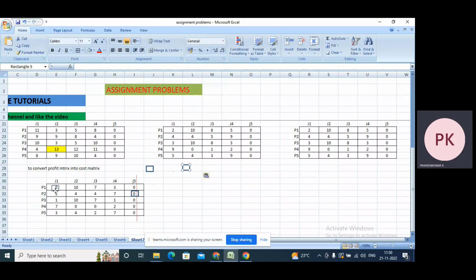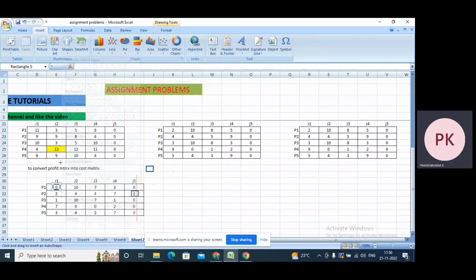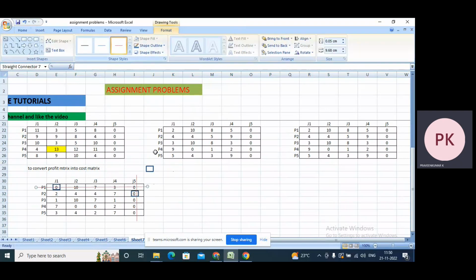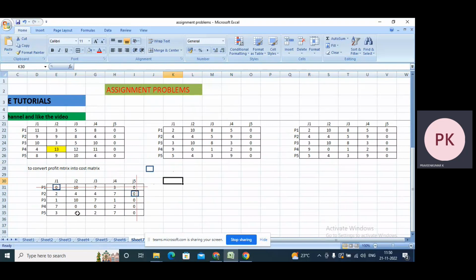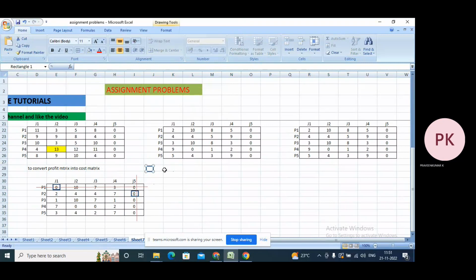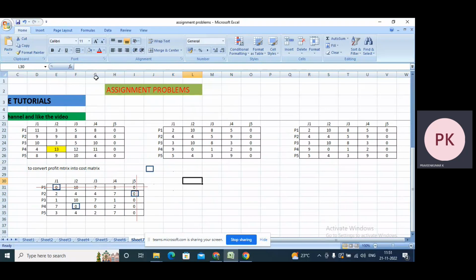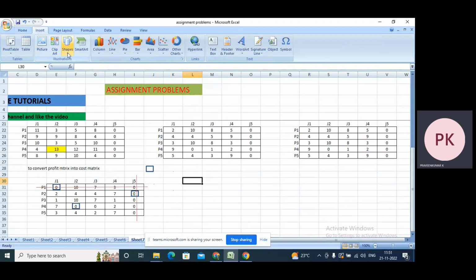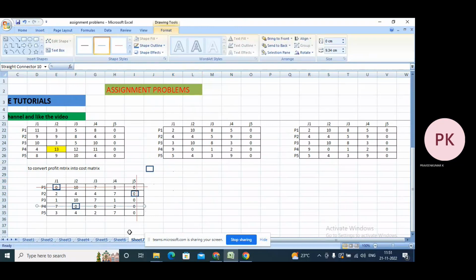So allocate this, and I'll cancel the corresponding row. This is my corresponding row. Then go to the second column. In the second column, you have one single zero. So now allocate this zero, and I'll cancel the corresponding row. Then go to the third column, no zero. In the fourth column, no zeros.